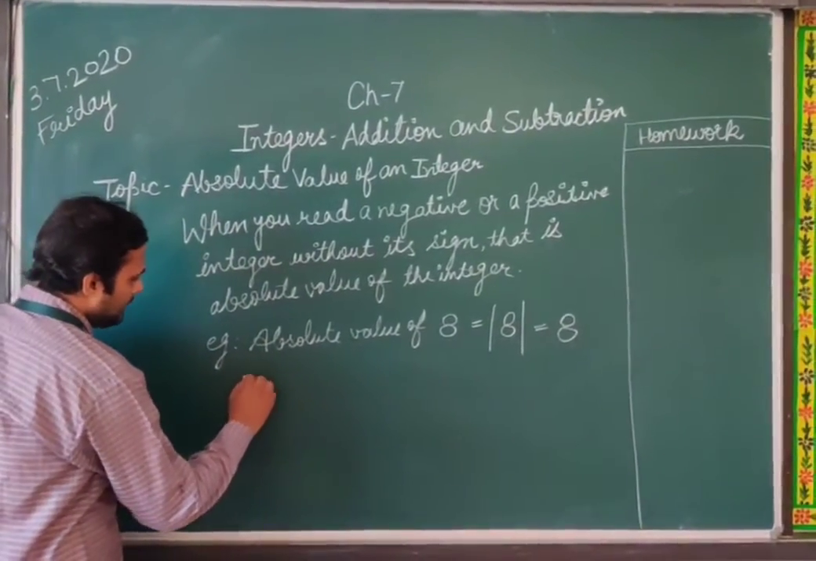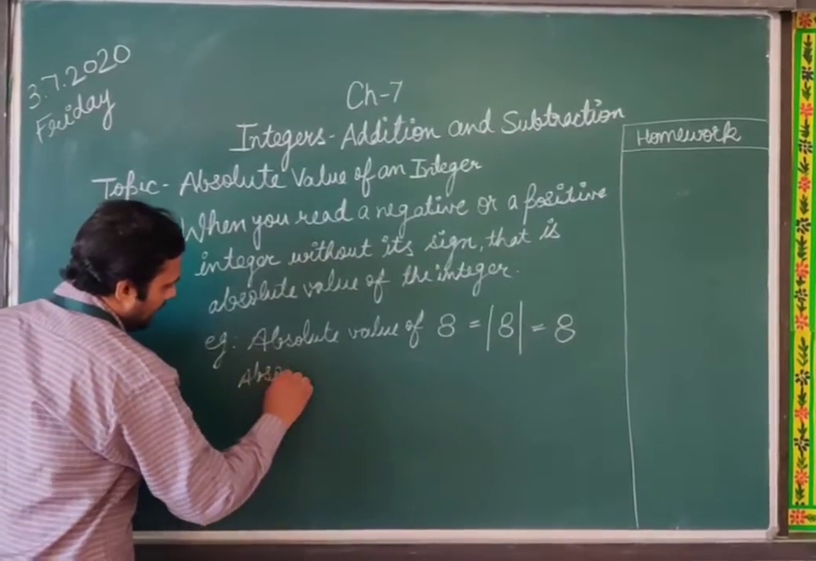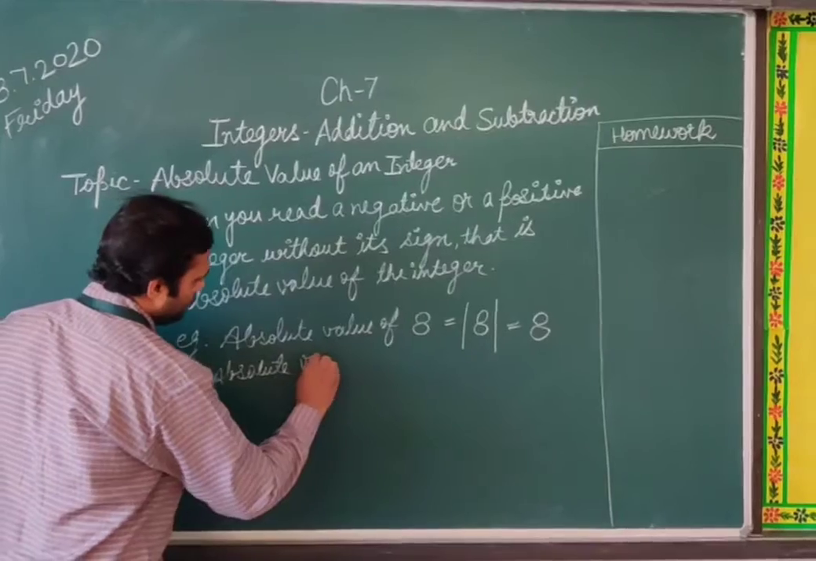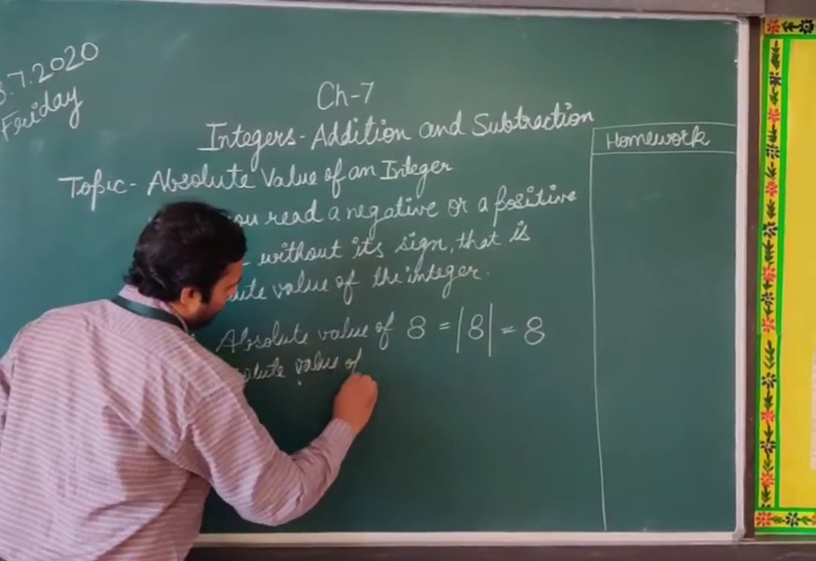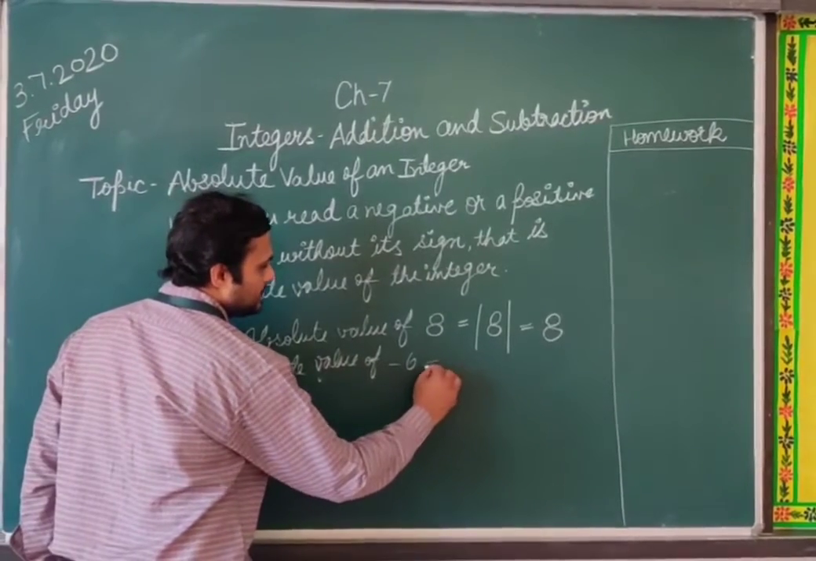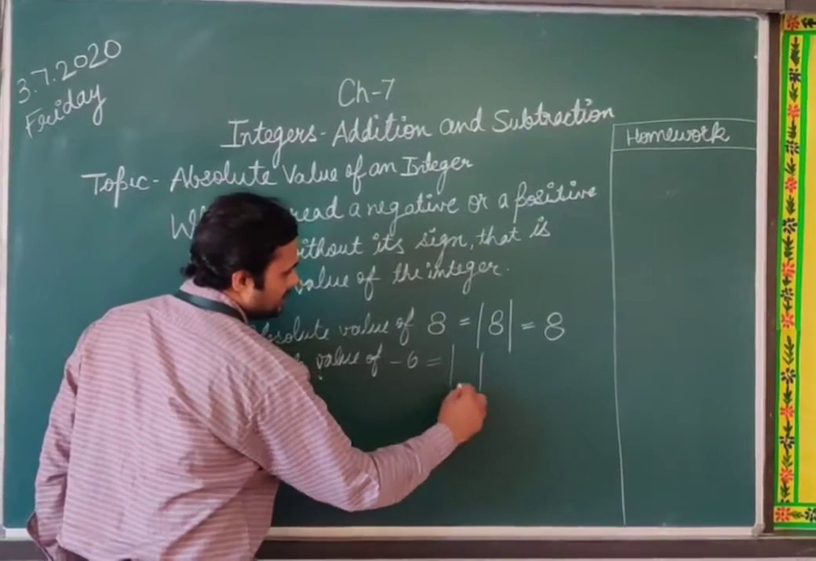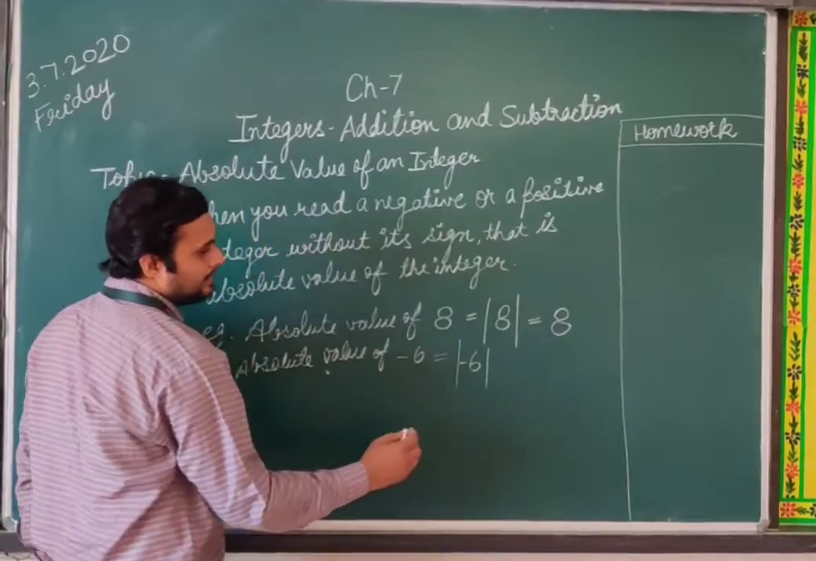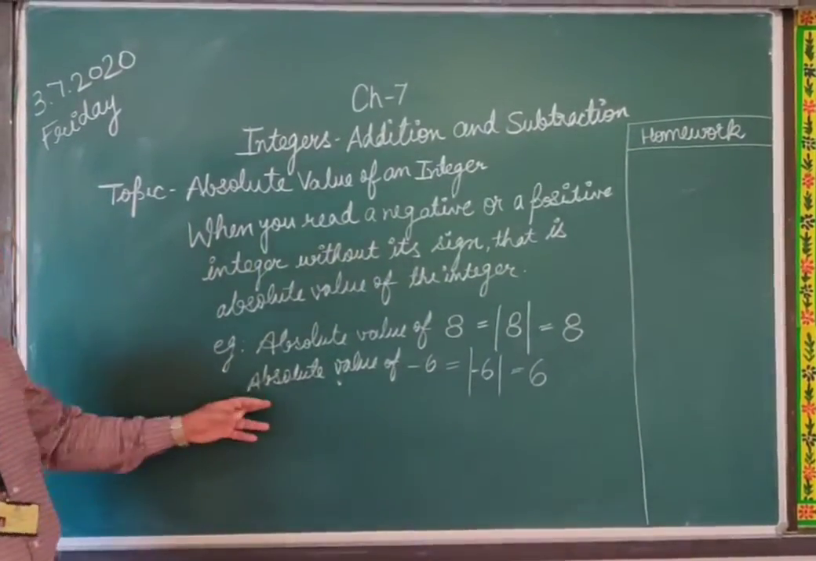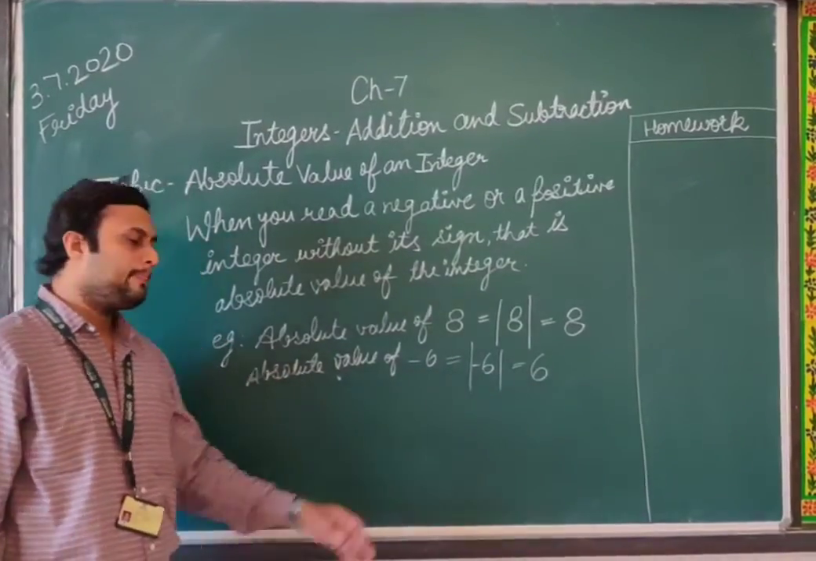Now we will take another example, absolute value of -6. So what will be the absolute value of -6? We put it in like this and it will be read as 6. So this is the absolute value of -6.